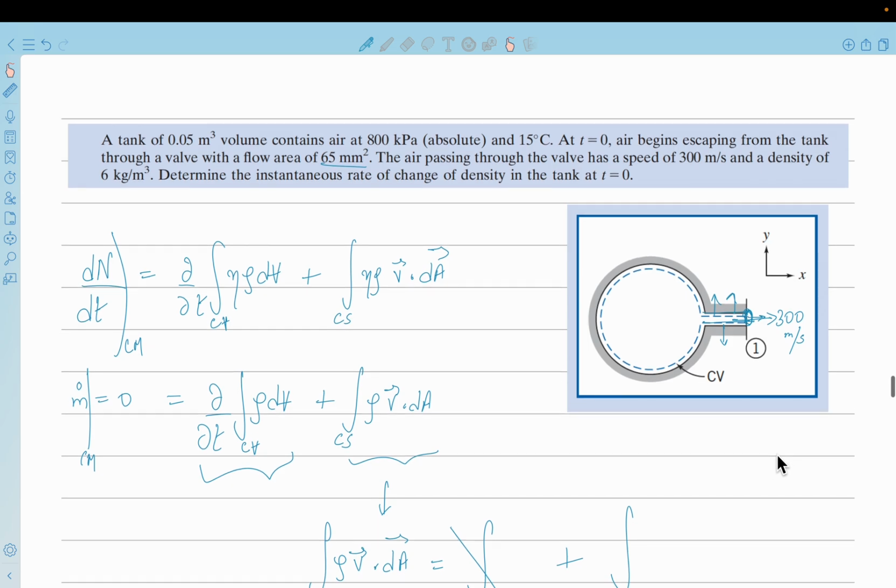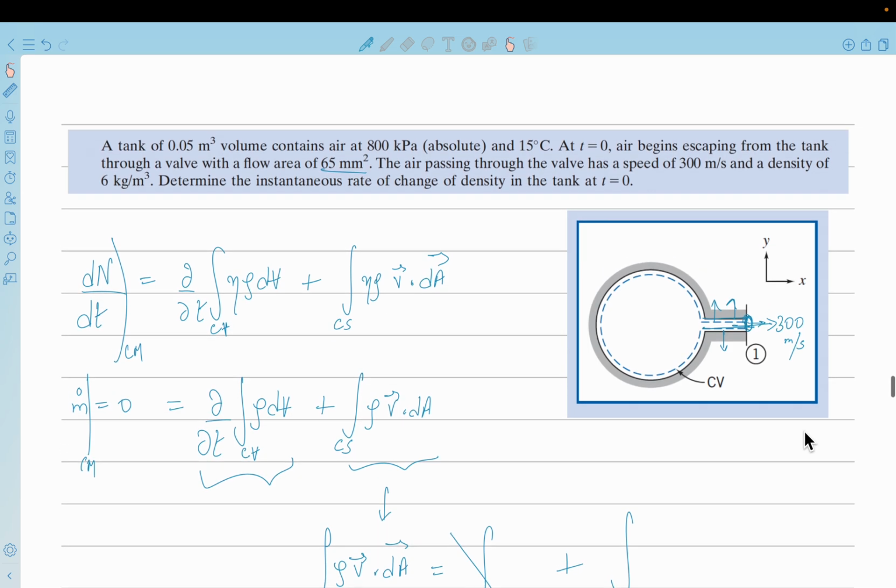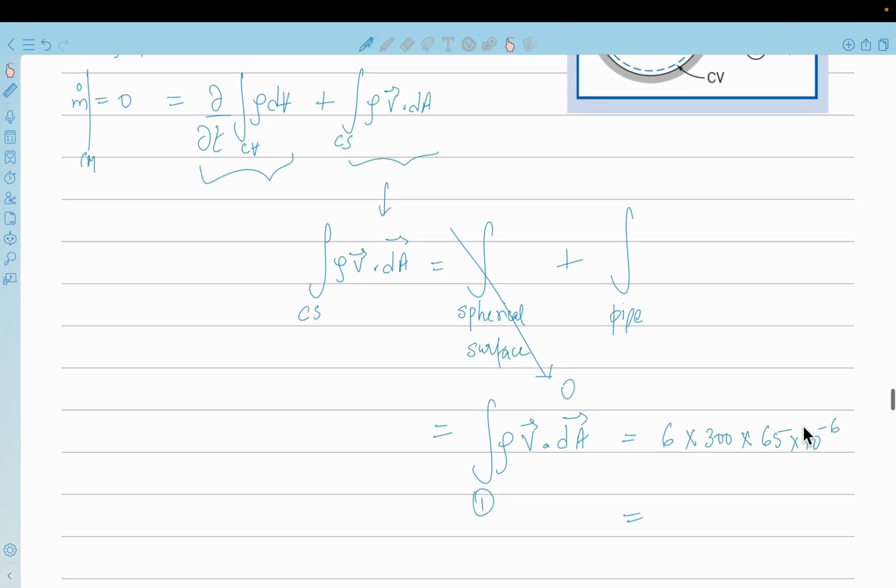It's mm square. Yeah, it's 10 to the power minus 6. Okay. 0.117 kg per second. Okay. Is it? Yeah, kg per second.